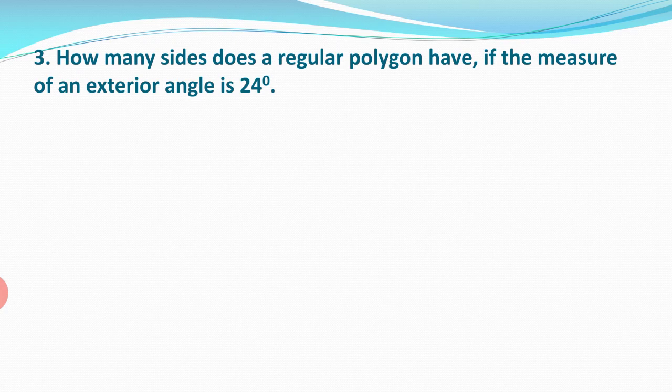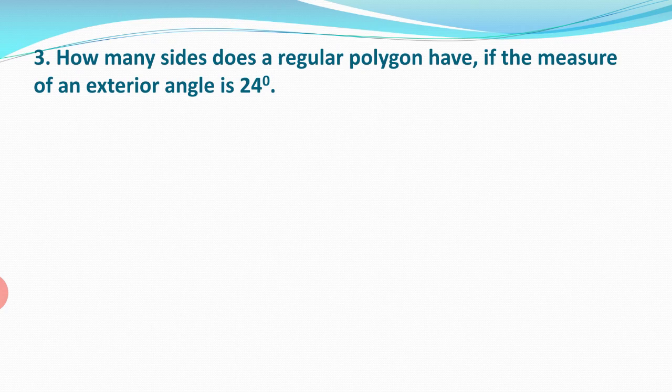And it is a regular polygon. That means all the interior angles will be equal. Similarly, all the exterior angles will be equal. Is it okay? So each exterior angle can be obtained by dividing 360 degree by number of sides.